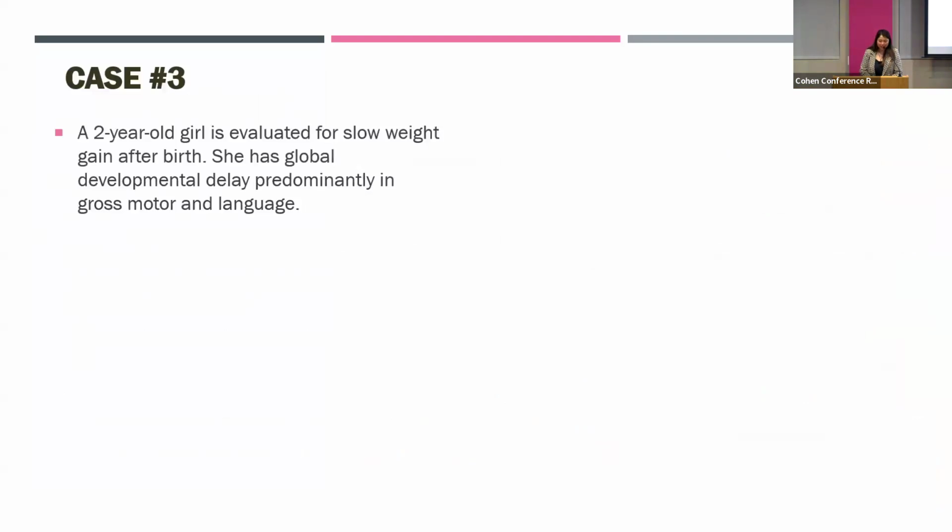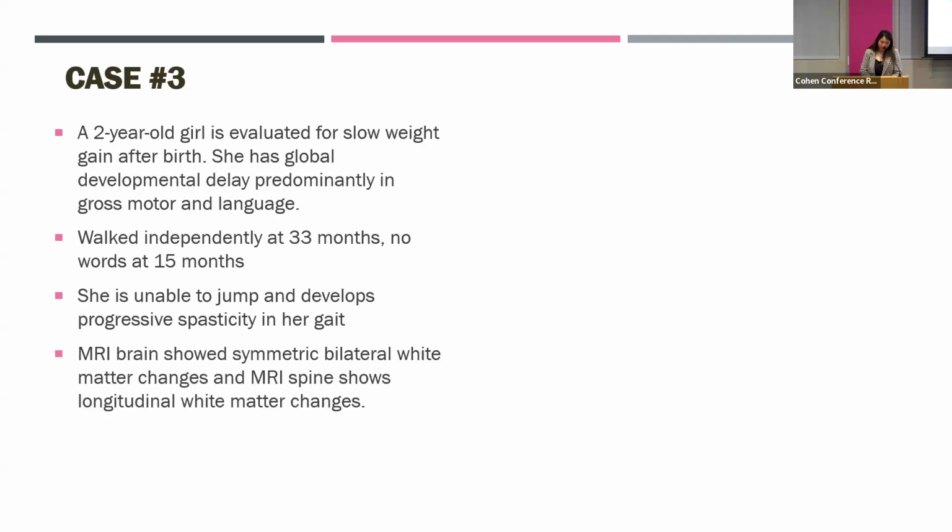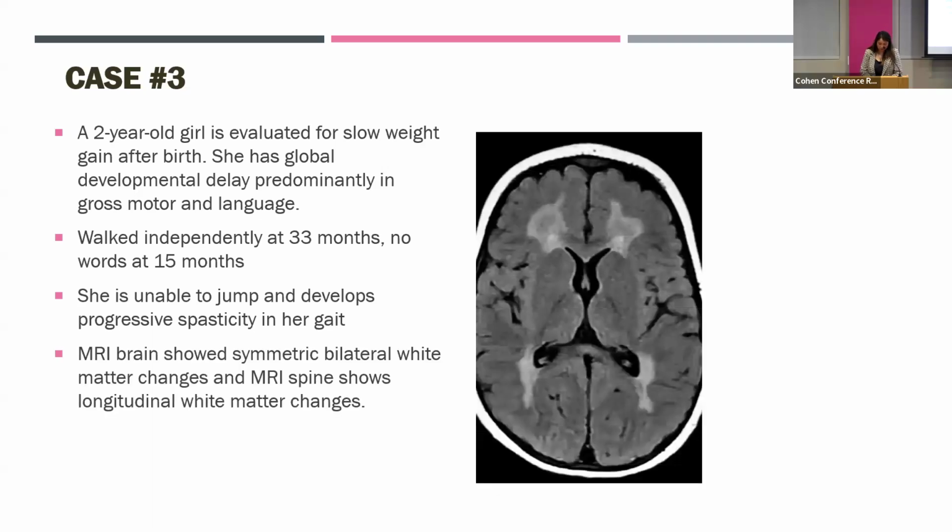All right, case number 3. This is a 2-year-old who's evaluated for slow weight gain after birth. She had global developmental delay, predominantly in the gross motor and language domains. If you remember your milestones, 33 months is very late. And then talking at 15 months is borderline. She's able to jump, but she has some progressive spasticity.